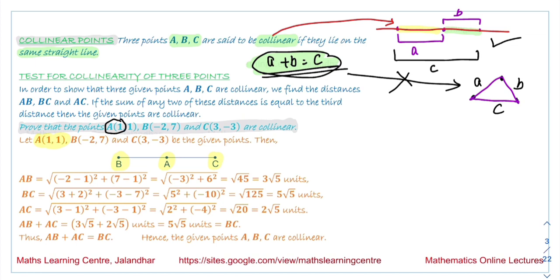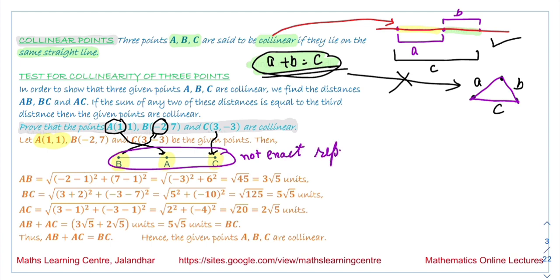For A we have kept it over here. For B the value of x is -2, so we have kept it on the left side, and for C we have kept it on the right side. This is not the exact representation of these points. So what we have to do is calculate the distance between these 3 points.